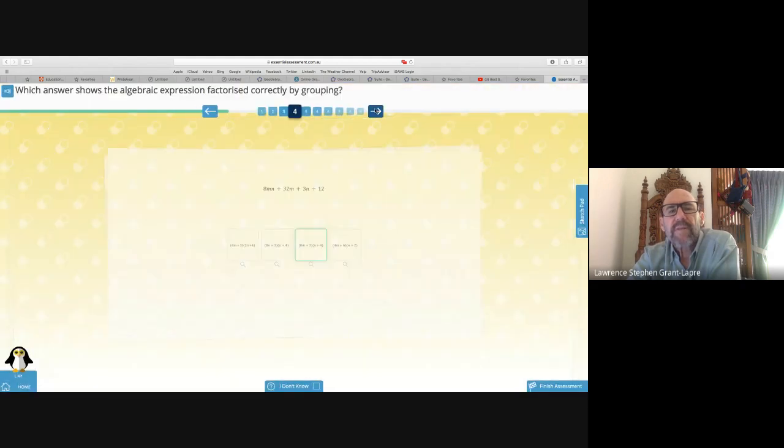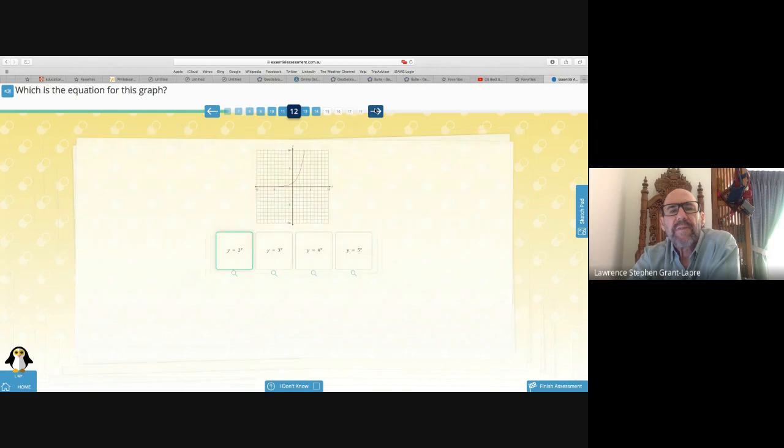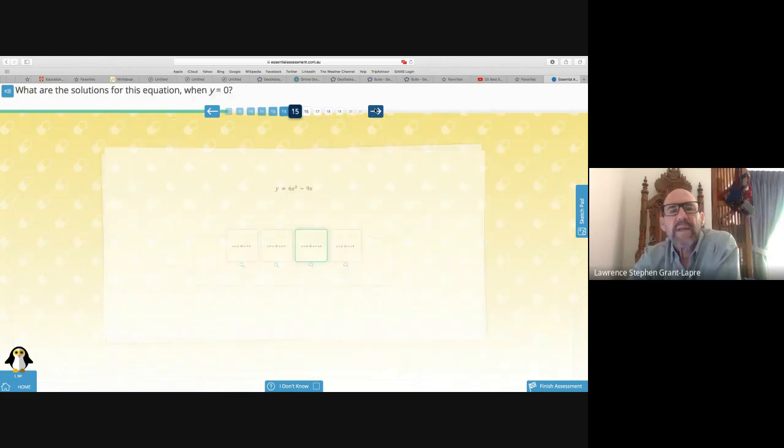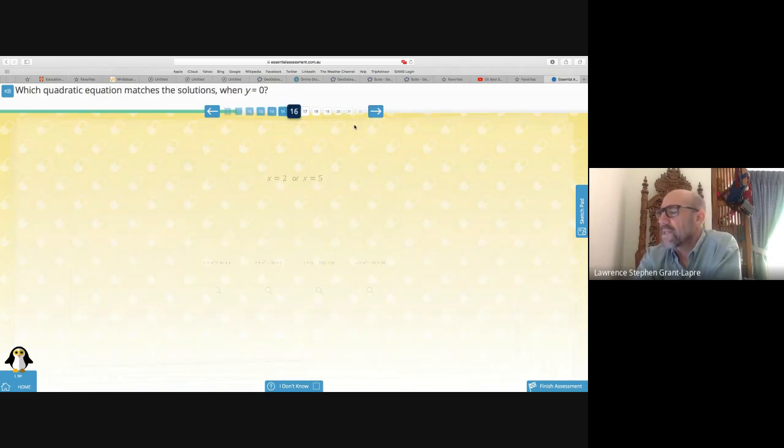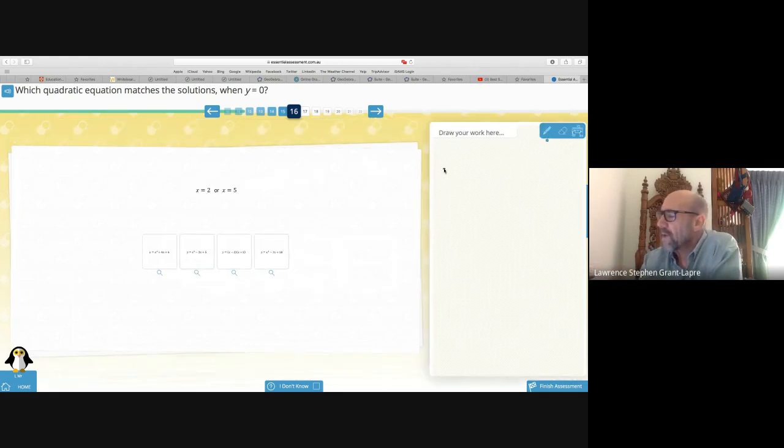So we got 5 and 3 for this question 15. And that's that one there. And we go to question 16. And we want an equation where x equals 2 and x equals 5. Well, if x equals 2, then the bracket would be x minus 2. And if the solution was x equals 5, then the bracket was x minus 5. This is working backwards, equals 0.